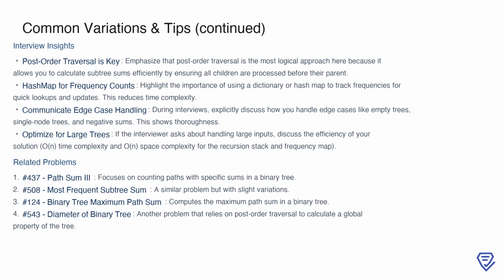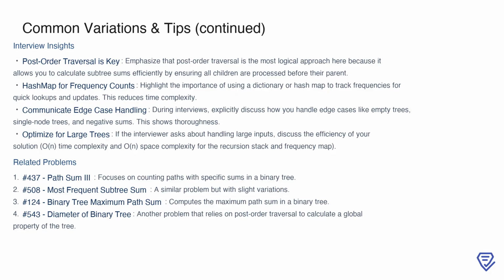Another important strategy is to use a dictionary or hash map to track frequency counts. This data structure makes lookups and updates quick, which keeps the solution efficient. As you explain your approach, be sure to communicate how you handle edge cases, such as empty trees, single-node trees, and negative sums. This demonstrates thoroughness and critical thinking.